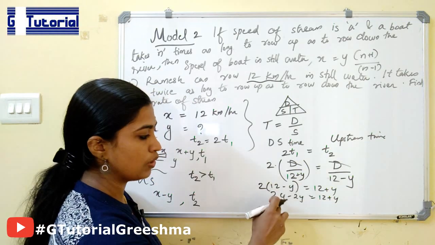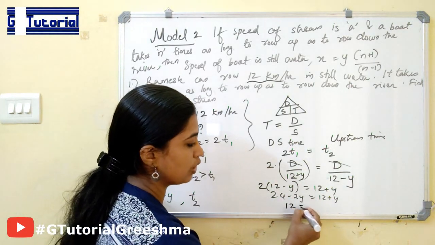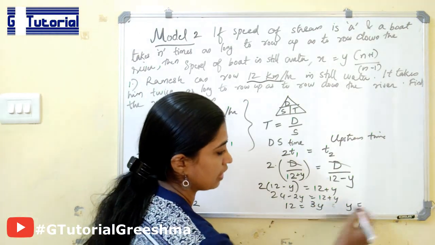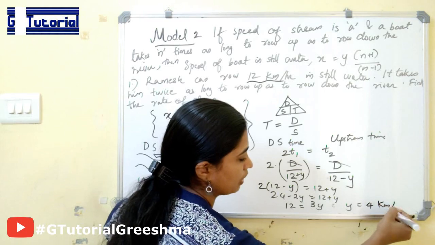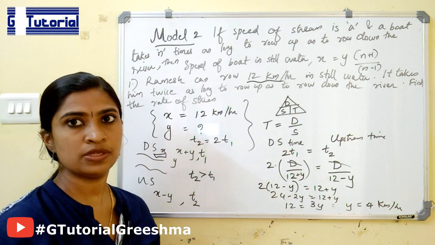We can take 12 to this side and 2y to that side. That is 24 minus 12, which is 12, is equal to 3y. So y is 12 by 3, which is 4. So 4 km per hour is the speed of stream. This is the usual method of doing this problem.